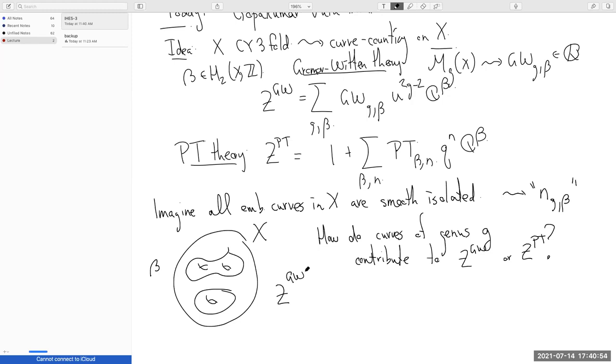And so when you try to make this heuristic a little bit more precise, what you get is a proposal. Oh, I forgot the variables here.